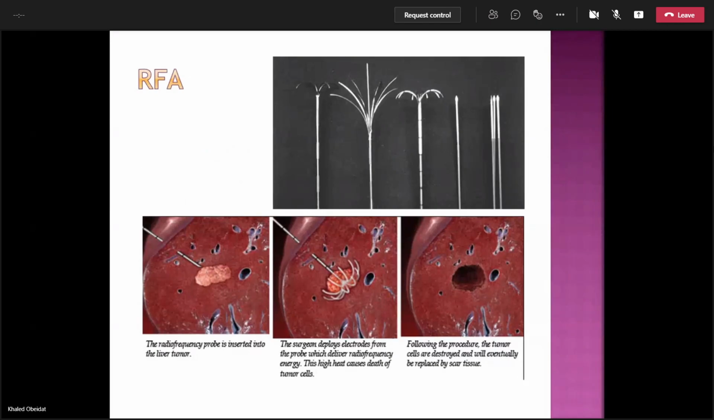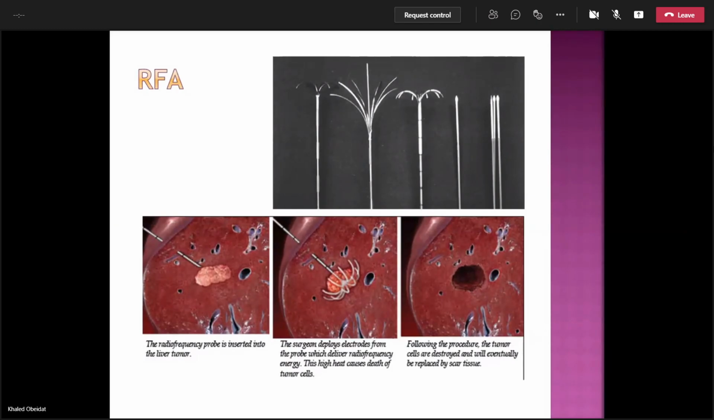This is the needle that we use for radiofrequency ablation. It's inserted usually percutaneously under ultrasound or CT guidance. If the tumor is seen on ultrasound, then well and good, we use ultrasound.